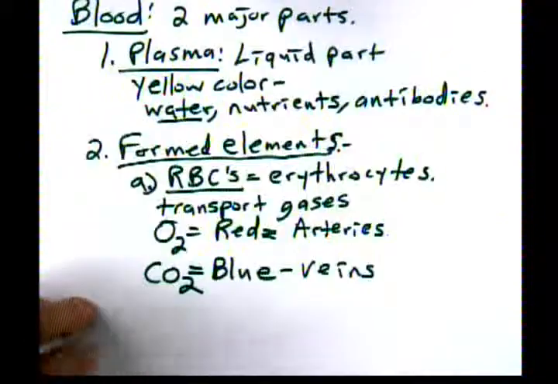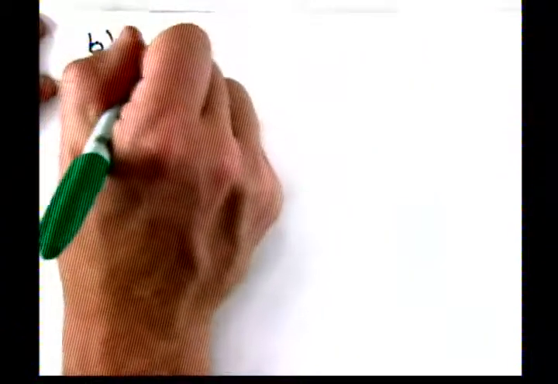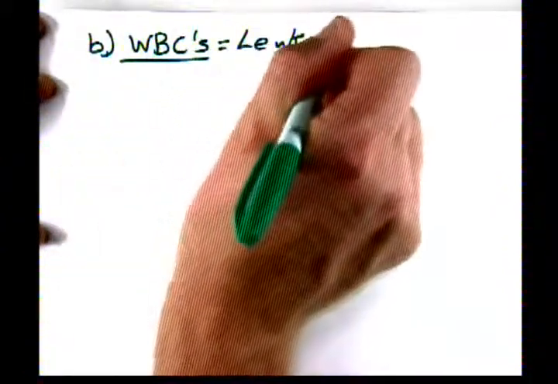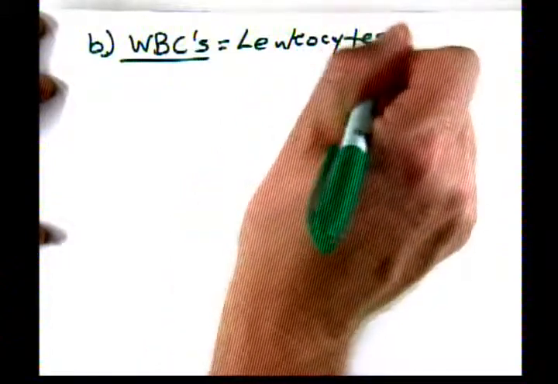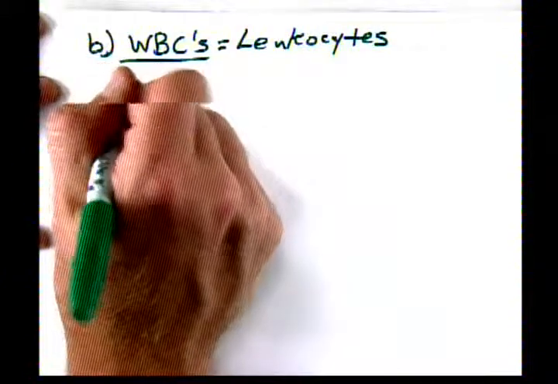Now, you have red blood cells. There's a couple other components to the formed elements. I'm going to switch pages here. Josh, besides red blood cells, what other kind of cells make up your blood? Exactly. White blood cells. Josh is a pretty smart guy. Leukocytes. And Josh, do you know what's the function of a white blood cell?